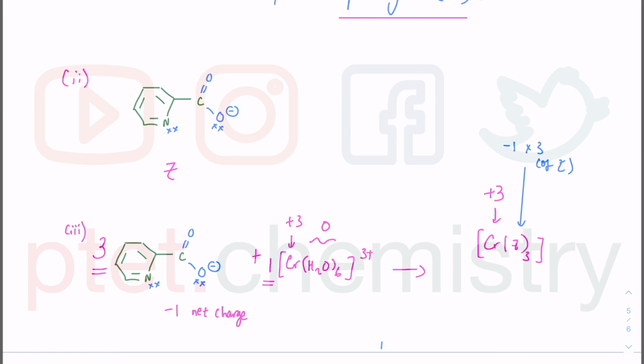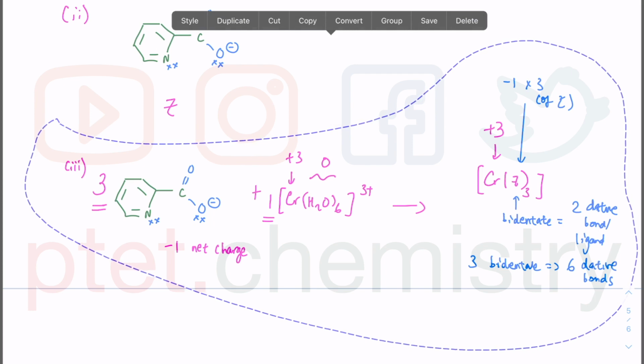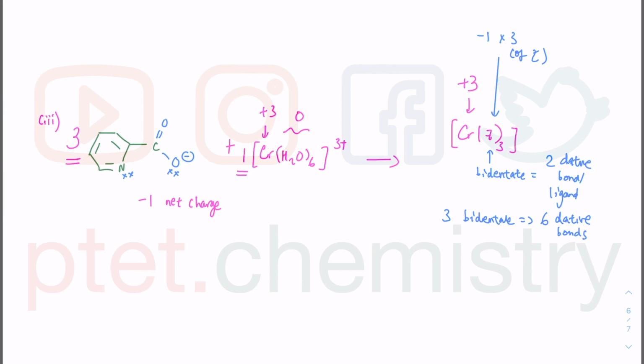Coordination number, oops, I don't mean to do that. So remember, this is bidentate. Bidentate means two dative bonds per ligand. So I have 3 of the bidentate. So 3 bidentate would mean 6 dative bonds. I am really running out of space here, so I will copy all of these onto a new page so that I will not be hesitant to use more space if I have to. So 3 bidentate ligands would mean 6 dative covalent bonds. 6 dative bonds would mean coordination number is going to be 6.